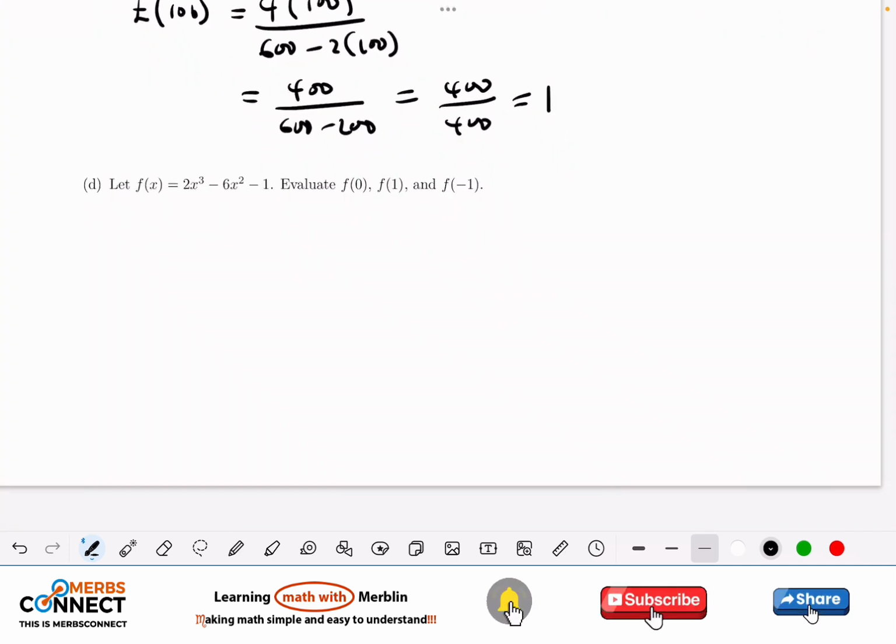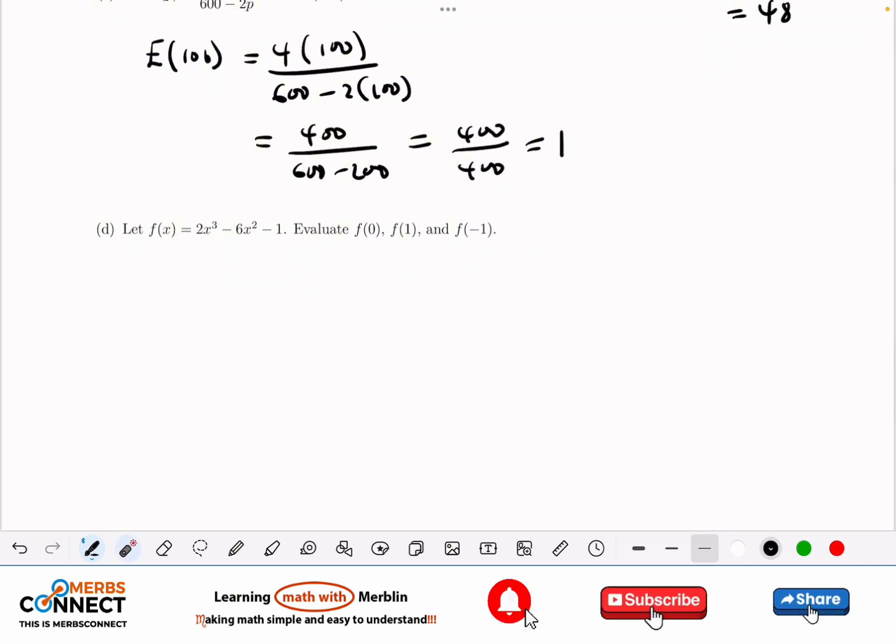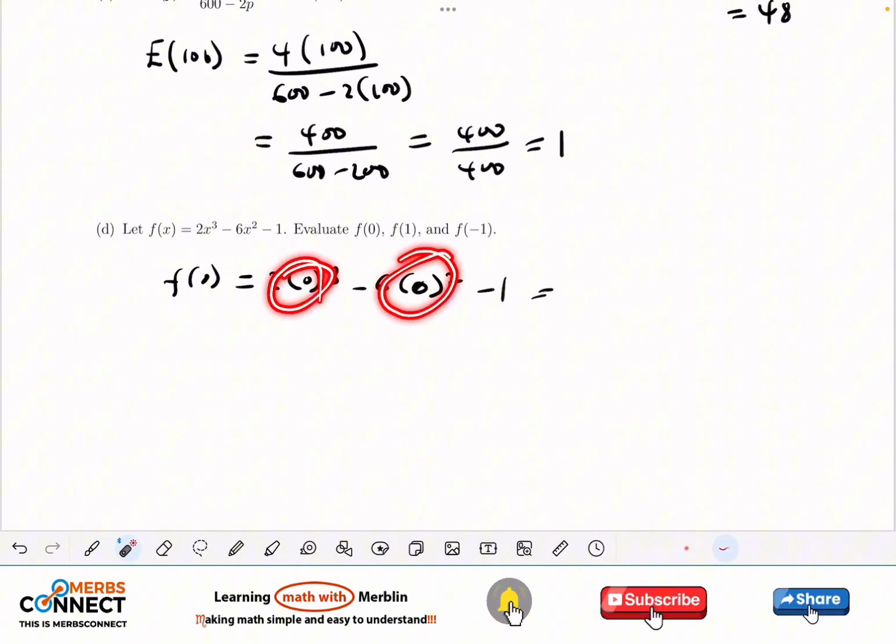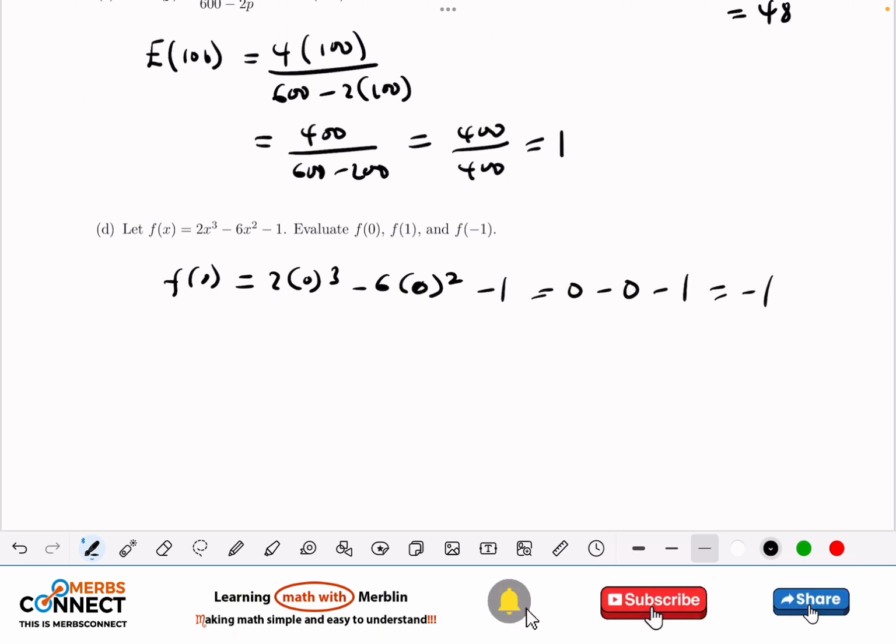Life is not fair. Okay, so now we have this function. We need f of 0, f of 1, f of minus 1. So let's do that. F of 0 will be equal to 2 times 0 to the power 3 minus 6 times 0 to the power 2 minus 1. So this one will be 0, this one will be 0. So we are going to have 0 minus 1, which is equal to minus 1.